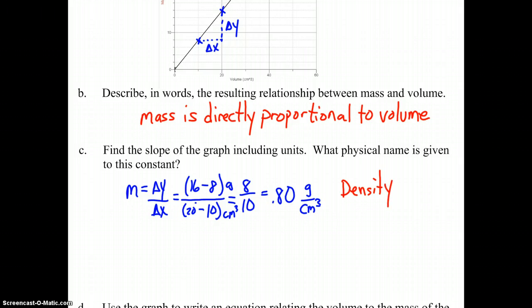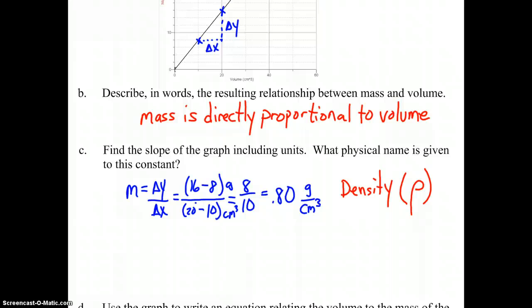The symbol for that in physics is the Greek letter rho. It's a kind of P-looking letter, lowercase r-h-o. The symbol for density in physics is rho. And probably in chemistry or earth science, it's been capital D. All right, so that answers number 3.